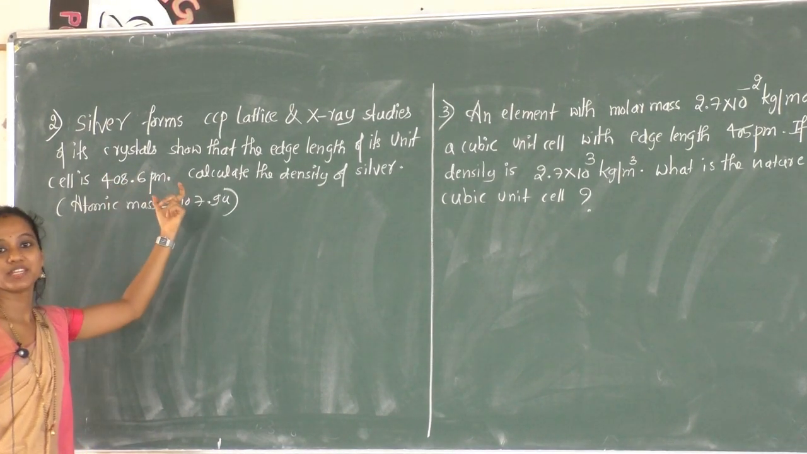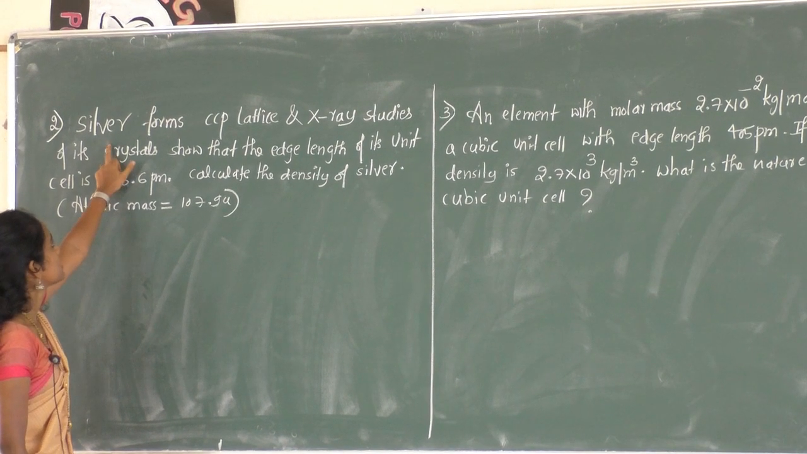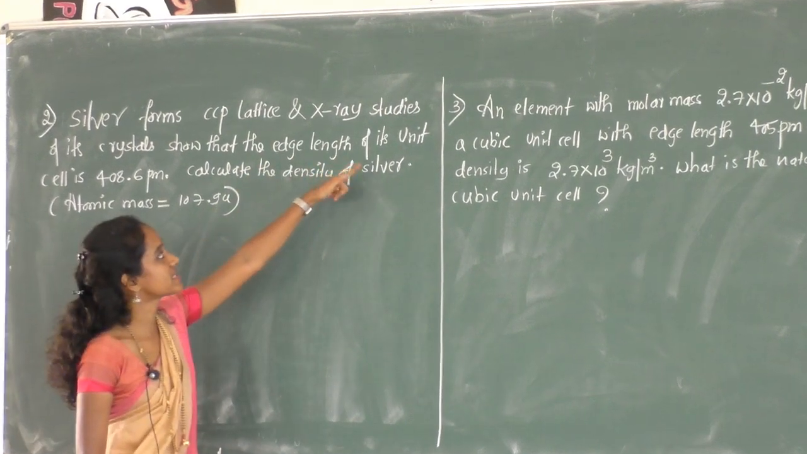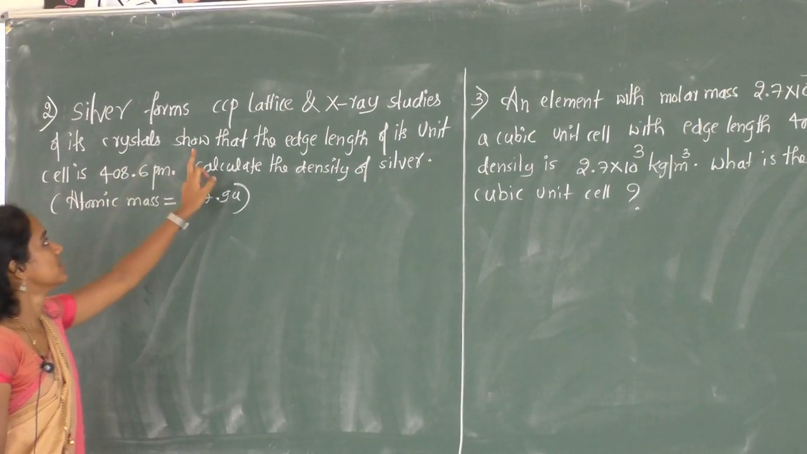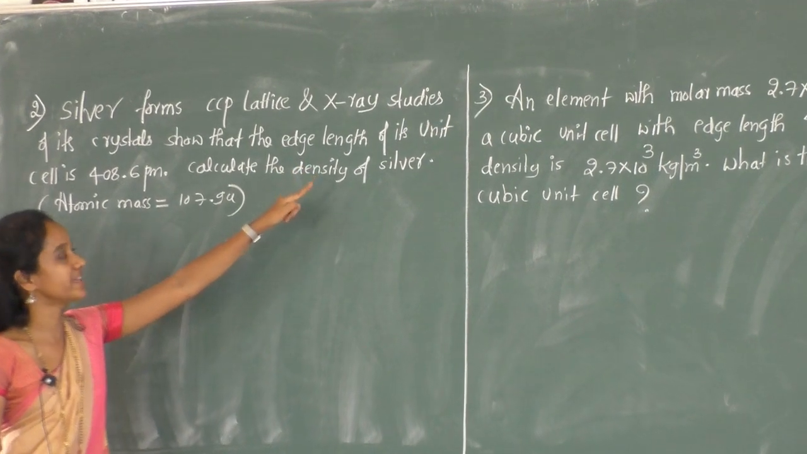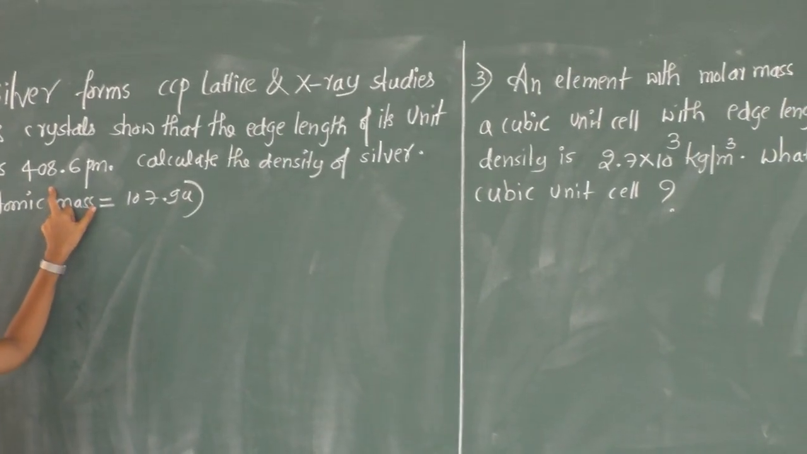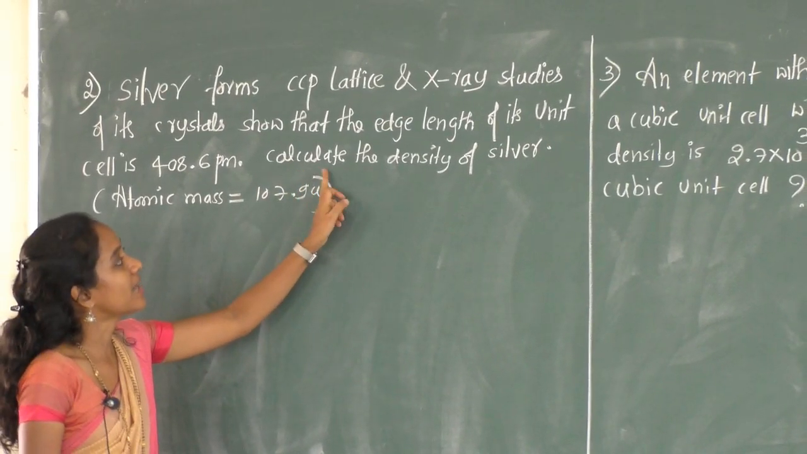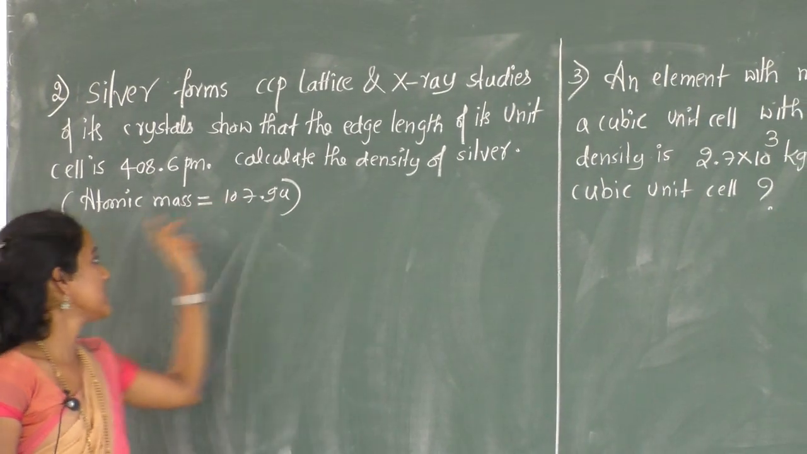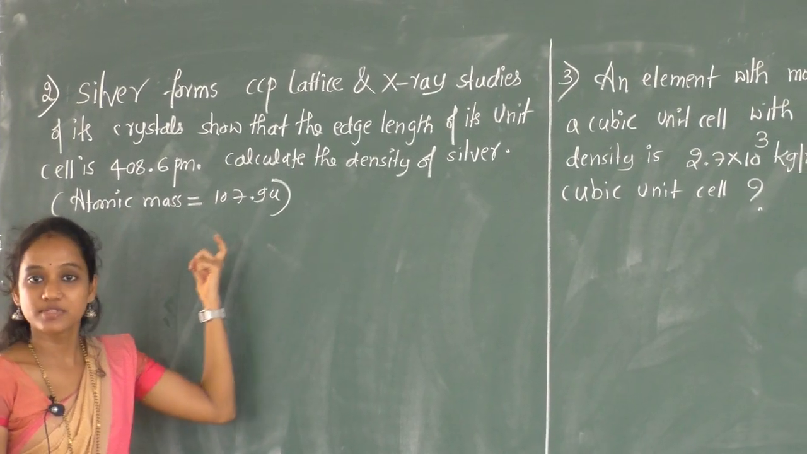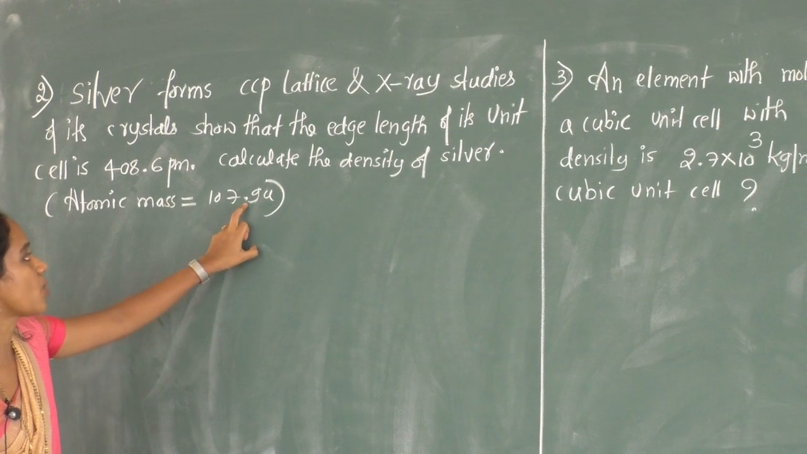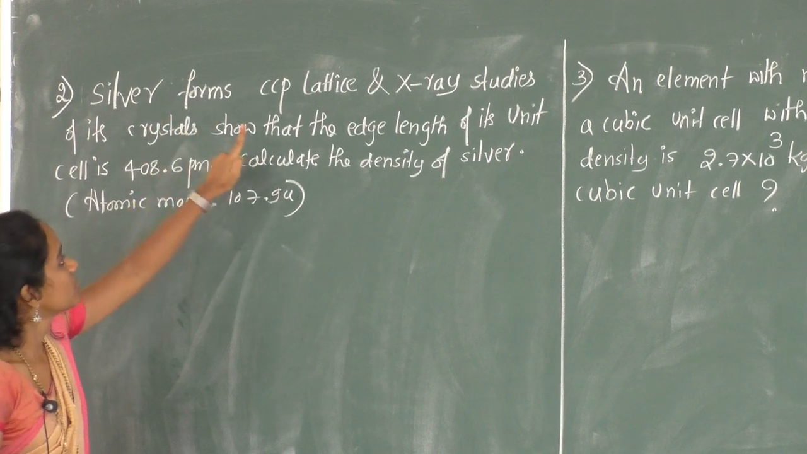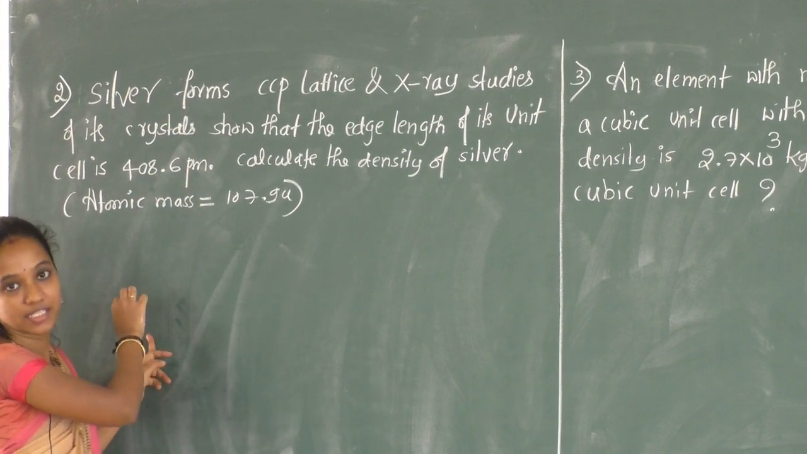So the next problem here is: silver forms a CCP lattice and X-ray studies of its crystals show that the edge length of its unit cell is 408.6 picometer. You have to calculate the density of silver. See, here the atomic mass of silver is given, that is 107.9 u. u in the sense unified mass. So first let us write the data given here.